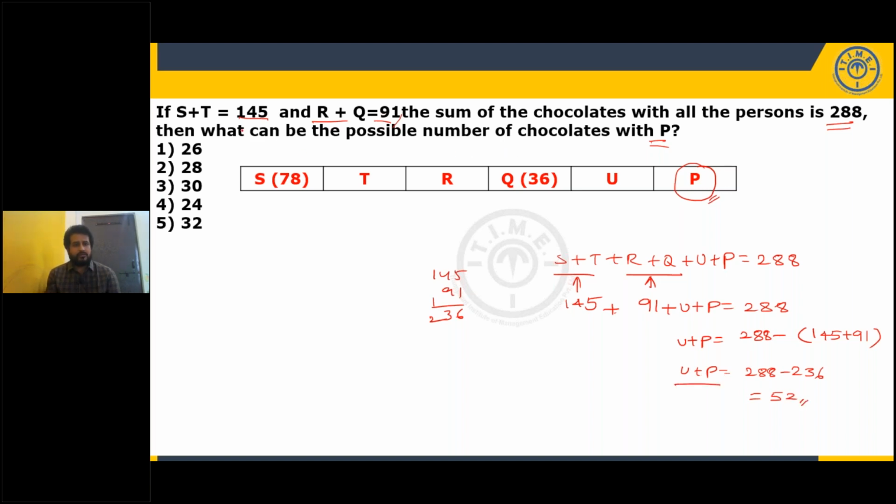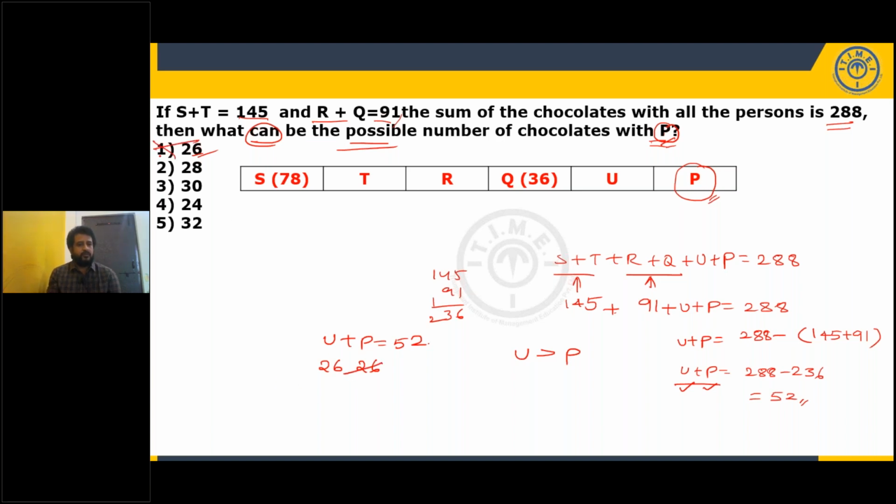Now, what is the question asked? What can be is nothing but the possible number. What can be the possible number of chocolates with P? So we are left with U and P. The sum of U and P is 52, and you know U is greater than P, right? So let's check each and every value. If I take P as 26, U also becomes 26, but no two persons have the same number of chocolates, so P cannot be 26.